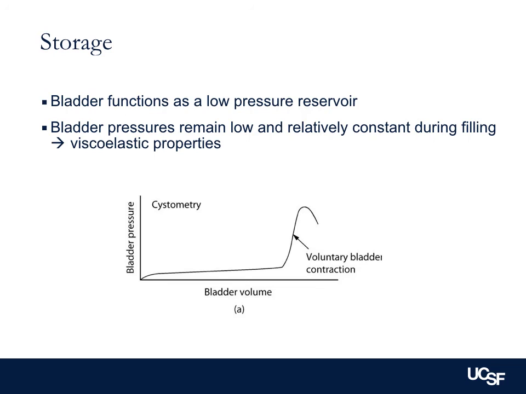So starting with bladder storage, the bladder functions as a low pressure reservoir. Bladder pressures remain low and relatively constant during filling, and these are the viscoelastic properties of the bladder, and that's an important concept to understand. If you see here in this cystometrogram, as the bladder fills or increases in volume as you move from left to right, the pressure only increases very, very slightly, until you have a voluntary bladder contraction that would result in voiding.